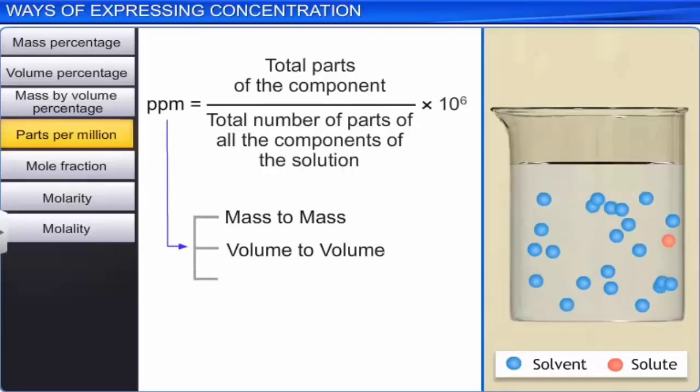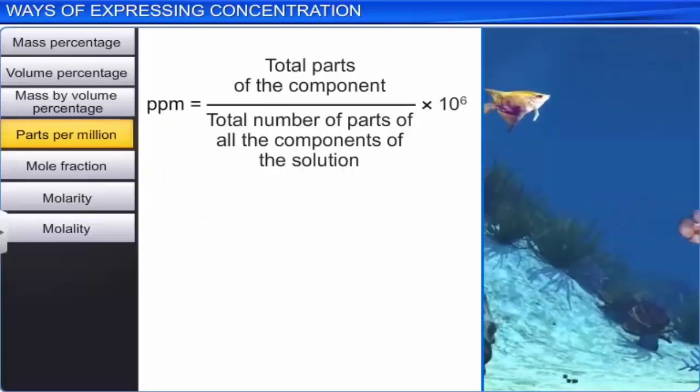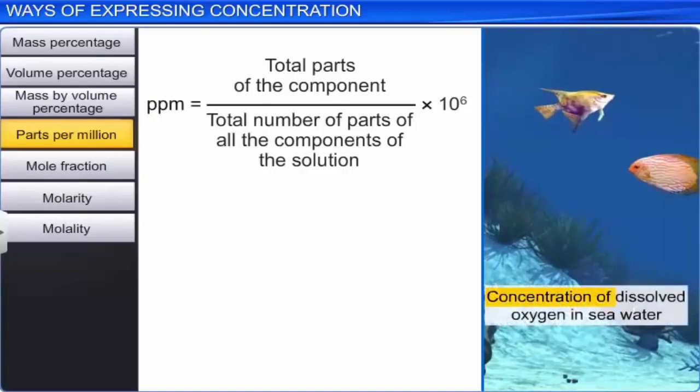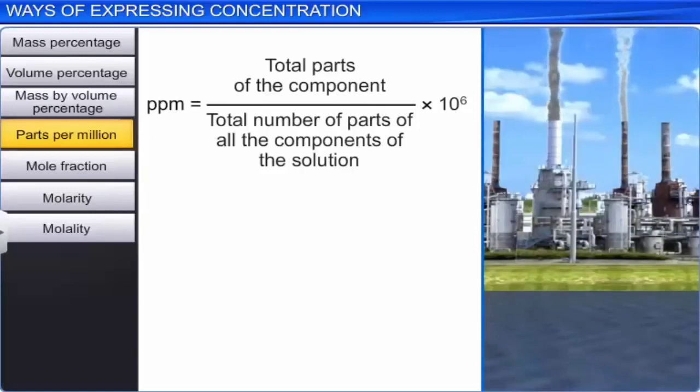For example, the concentration of dissolved oxygen in seawater is 5.8 grams per 10 to the power 6 grams of seawater and is written as 5.8 ppm. Also, the concentration of pollutants in water or the atmosphere is often expressed in terms of ppm.